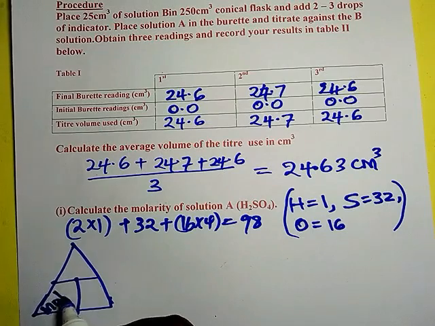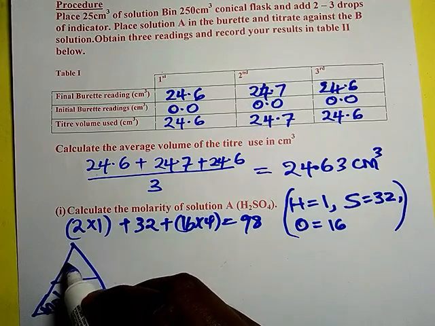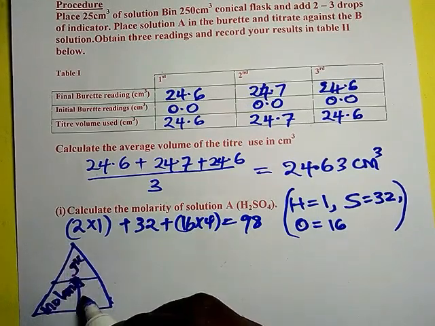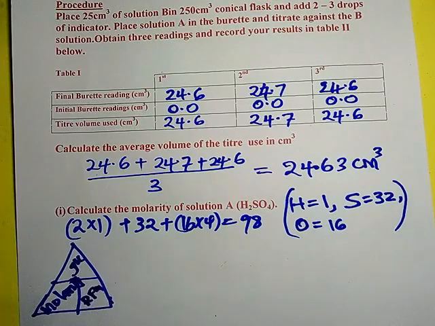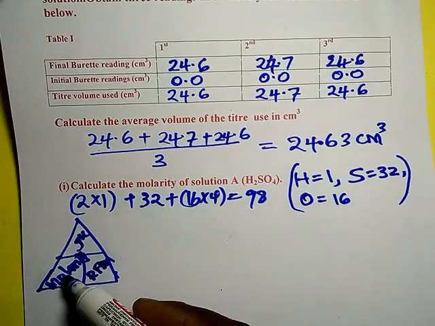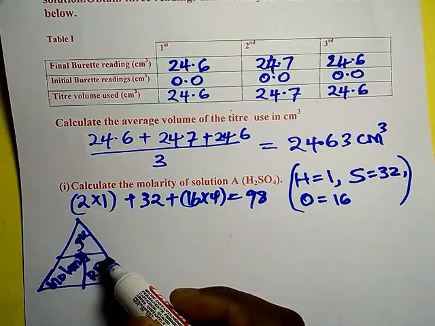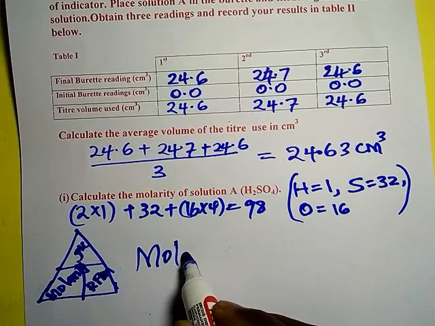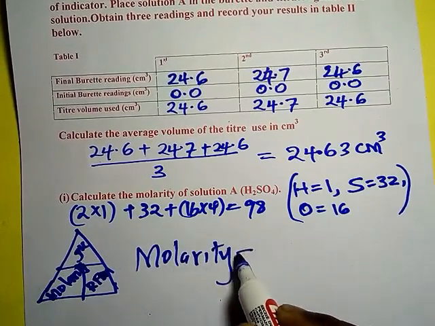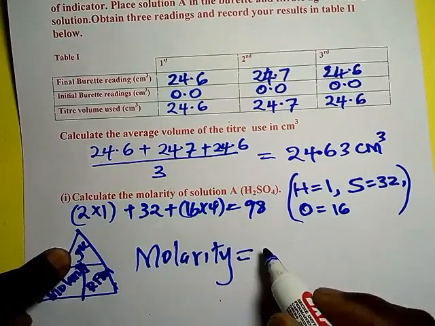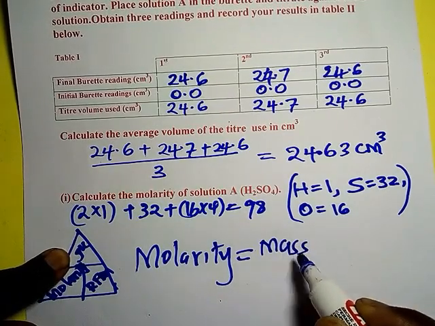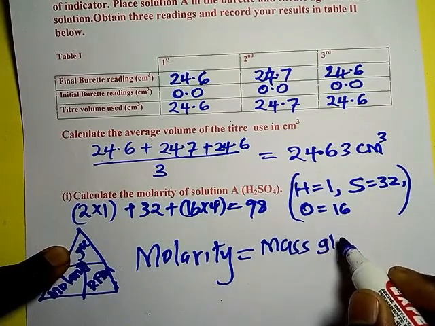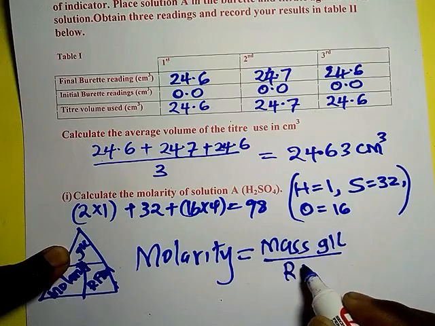Molality is equal to mass in grams per liter divided by RFM. So we want molality. How do you get molality? Molality is equal to mass in grams per liter divided by RFM.